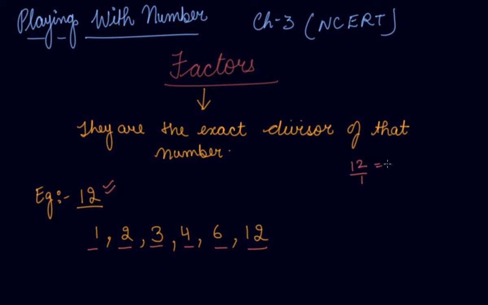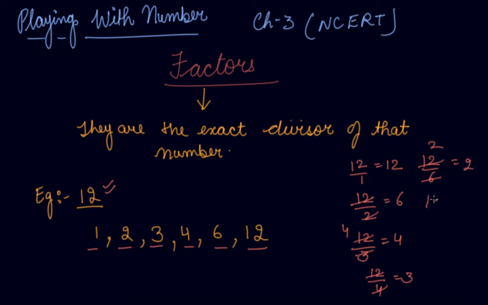Which means if we divide 12 by 1, we get 12. If we divide 12 by 2, we get 6. 12 by 3, we get 4. If we divide 12 by 4, we get 3. If we divide 12 by 6, 6 2s are 12, so we get 2 as an answer. If we divide 12 by 12, we get 1 as an answer. So all these numbers are the exact divisors of that number, which is 12. So these are known as your factors. Factors are the exact divisors of that number.